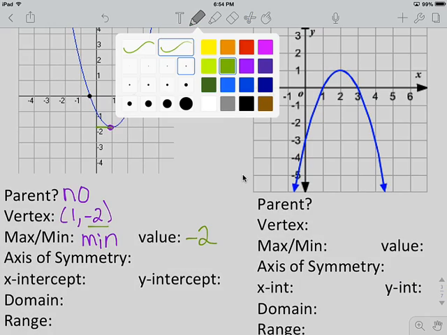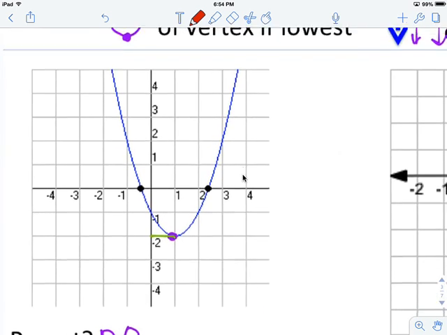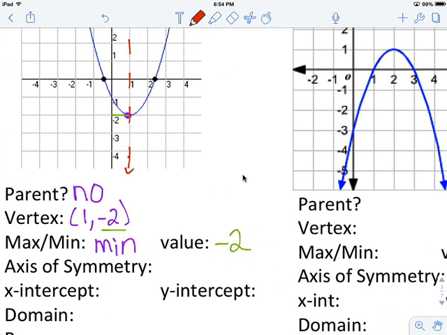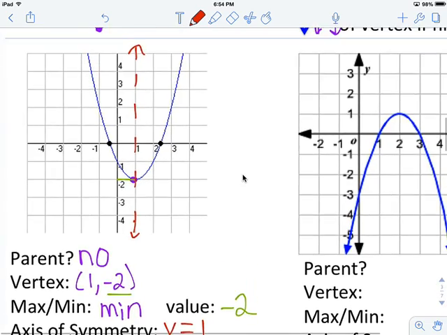Now, for your axis of symmetry, that is the line that cuts it in half. If you remember last semester when we talked about vertical lines, they are always written as x equals. So the equation for that line is x equals 1 because it's crossing at 1.